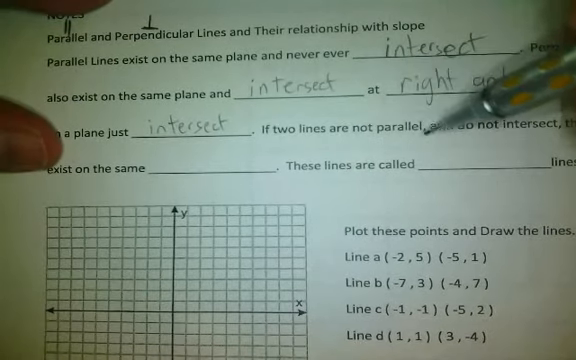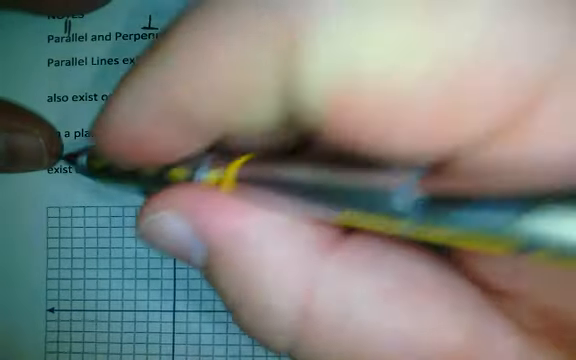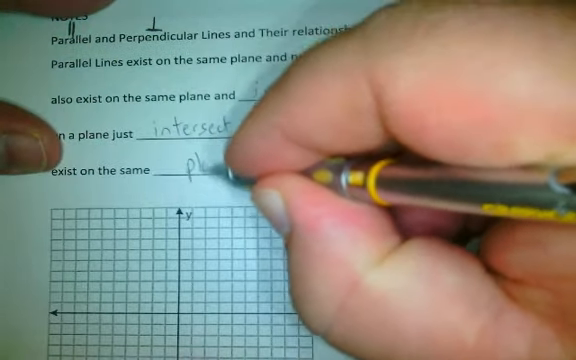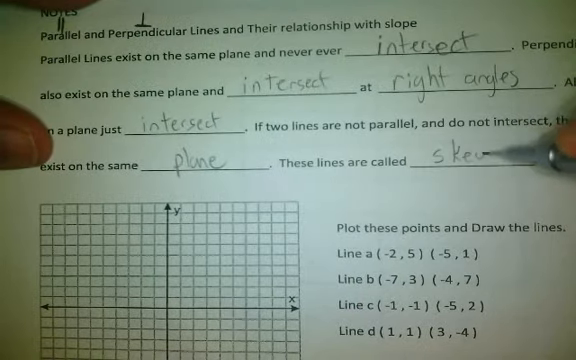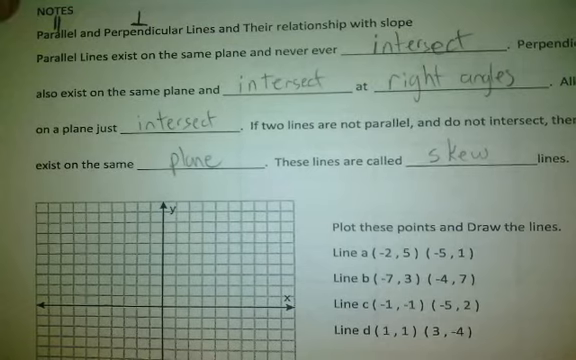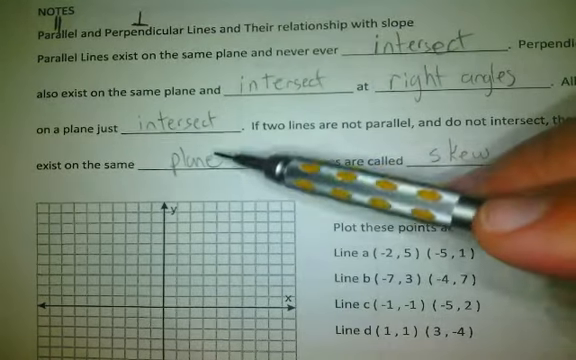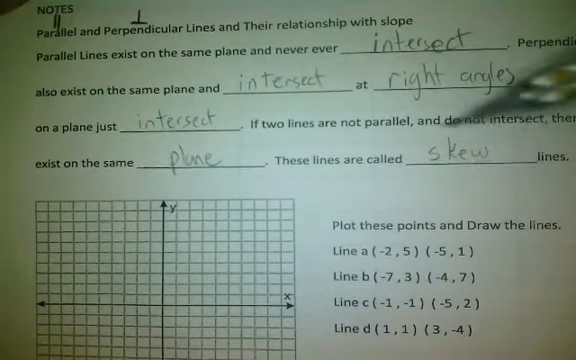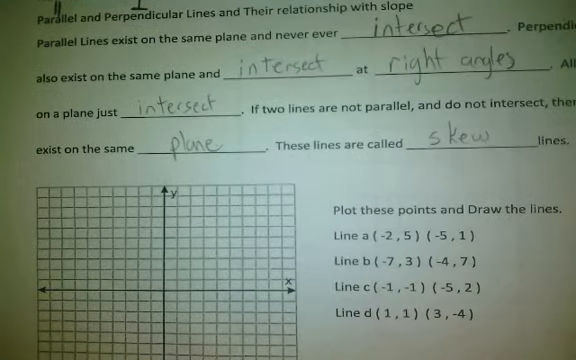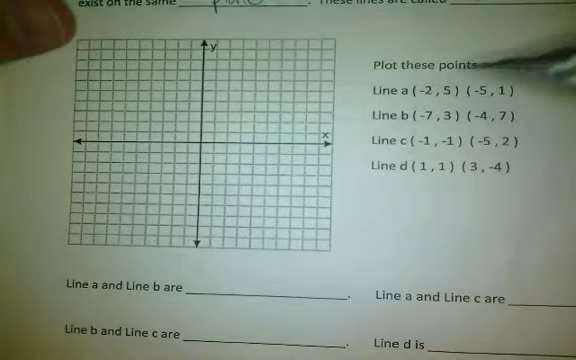Now, if two lines are not parallel and also don't intersect, then they do not exist on the same plane. These are called skew lines. If lines don't intersect and they're not parallel, then they have to be on a different plane. And if they're on a different plane and they don't intersect, it's called a skew set of lines.